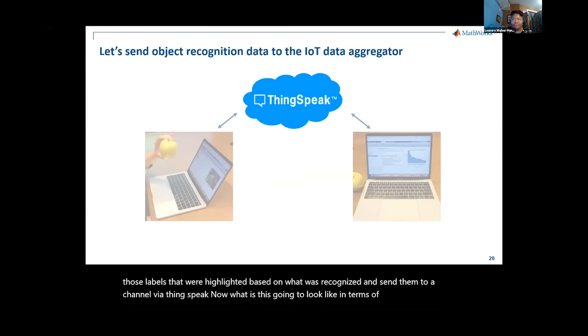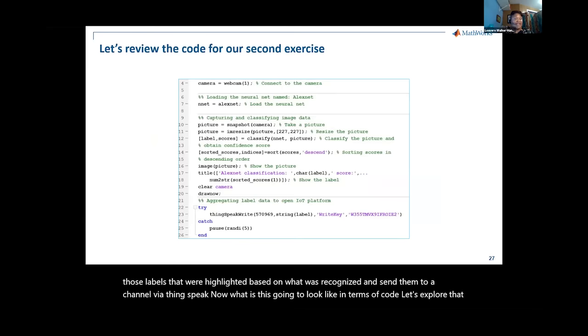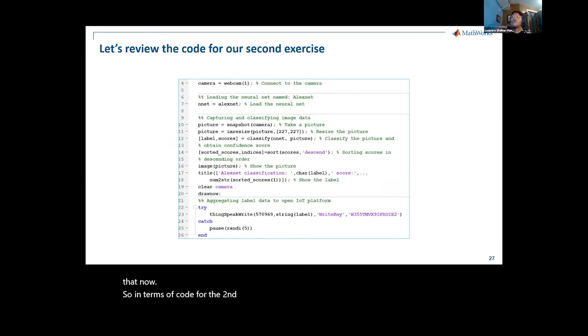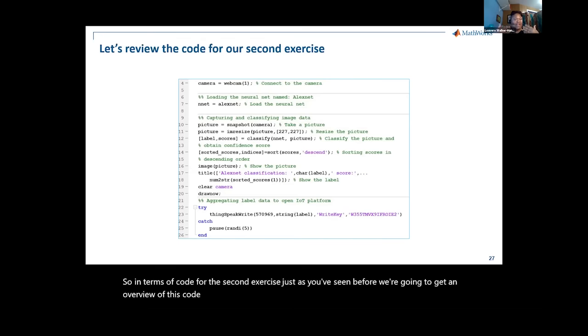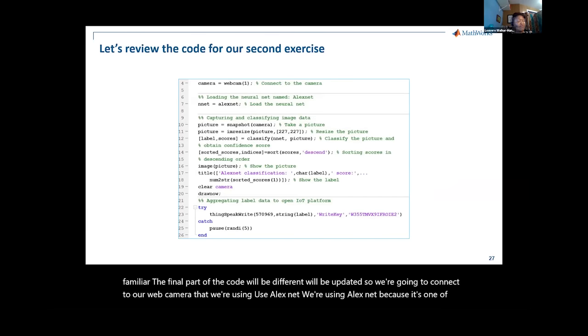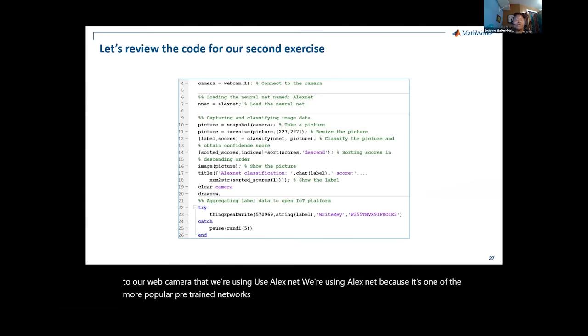Now, what is this going to look like in terms of code? Let's explore that now. For the second exercise, just as you've seen before, we're going to get an overview of this code, highlight each section of the code, and then take a few minutes to execute that code. A lot of this code may look familiar; the final part of the code will be different, updated. We're going to connect to our web camera and use AlexNet. We're using AlexNet because it's one of the more popular pre-trained networks for object recognition. We could have used others. And then we have these additional steps.